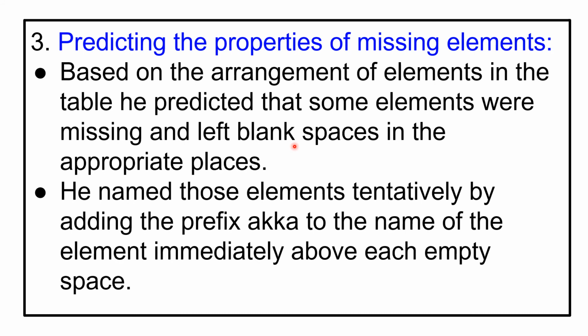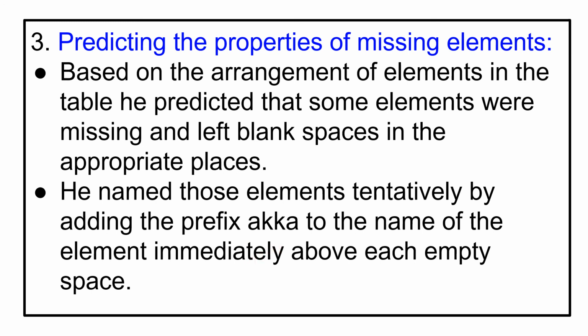He imagined that there were some elements which were missing, and he named those elements tentatively by adding the prefix eka to the name of the element immediately above each empty space. So when he observed that some elements were missing, he left a place for them and named them with the prefix eka, after the name of the element immediately above.